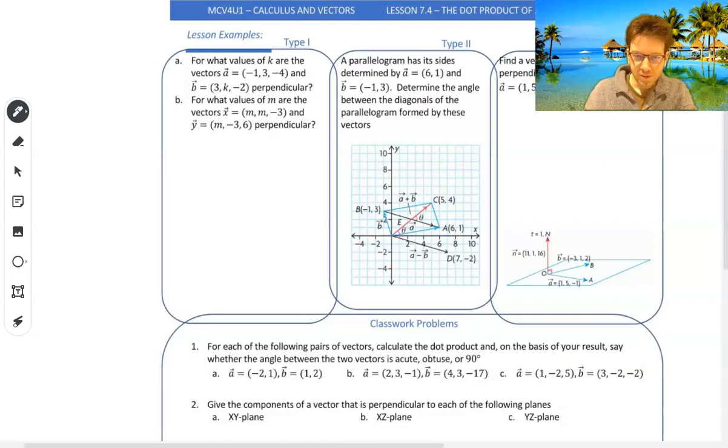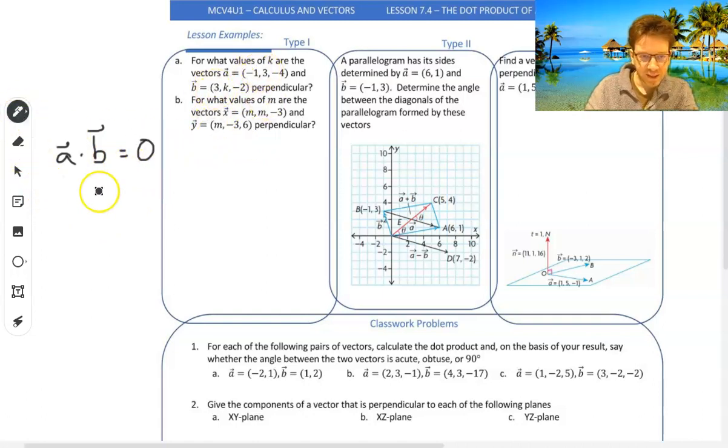Alright, let's go over some examples next. Example number 1 says, for what values of k are the vectors A and B perpendicular? Well, remember, if they are perpendicular, their dot product is equal to 0. So let's find the dot product of A and B, A dot B, and we'll set that equal to 0.